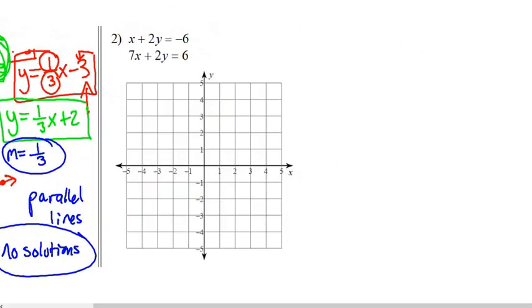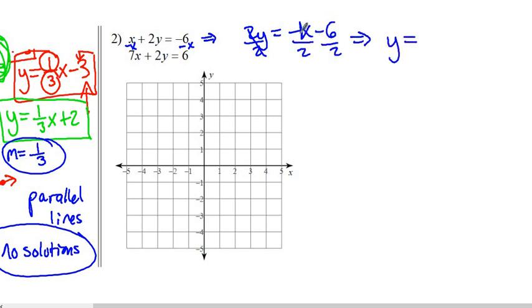So let's do the same thing. Let's change it into slope-intercept form, same as we did right before. So we'll subtract x from both sides, and we get 2y is equal to negative x minus 6. We'll divide by 2. So we end up with y equals, remember this is a negative 1 right here, so that's like the fraction negative 1 over 2, or negative 1/2 x. And then negative 6 divided by 2 is negative 3.